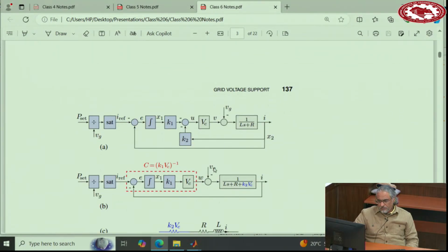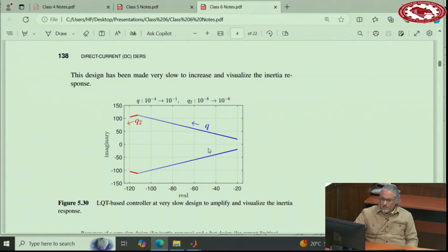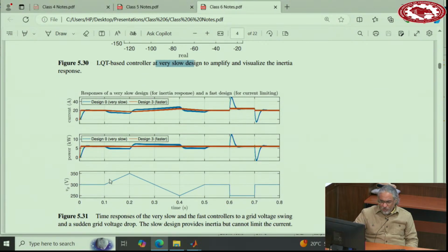So I think I have given a simulation here. Look at this very slow design. This design is not going to do the current limiting because the poles are at negative 120. But if the voltage on the grid goes up and down and up, these things happen because, let's say, loads are switching. So this is a good way of simulating the inertia. Increase the grid voltage, maybe linearly, and then decrease it, and see what happens.